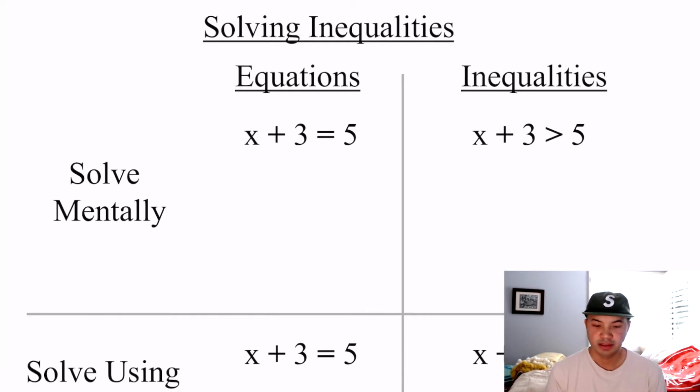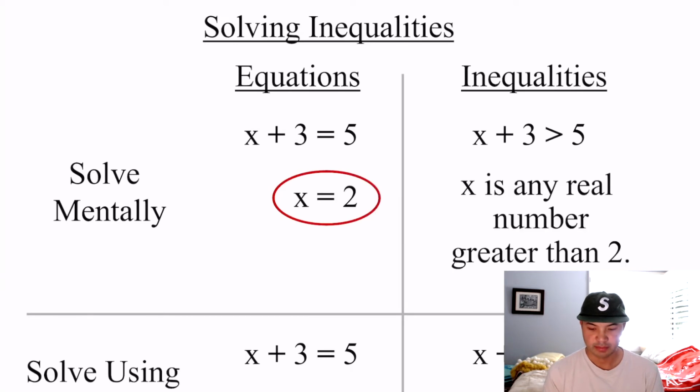Solving mentally, if you're looking at this and you're like, okay, x plus 3 equals 5, what do you add to 3 to get 5? So you can do that mentally, x equals 2, right? For inequalities, x plus 3 is greater than 5. So you have to think, what number can go in x where if you add it to 3, it's going to be a number greater than 5. So x is any real number greater than 2.